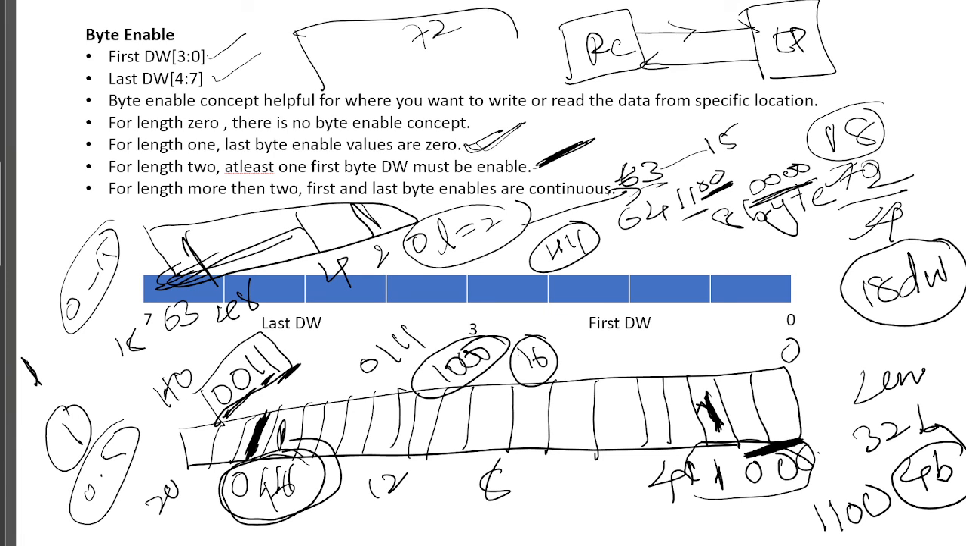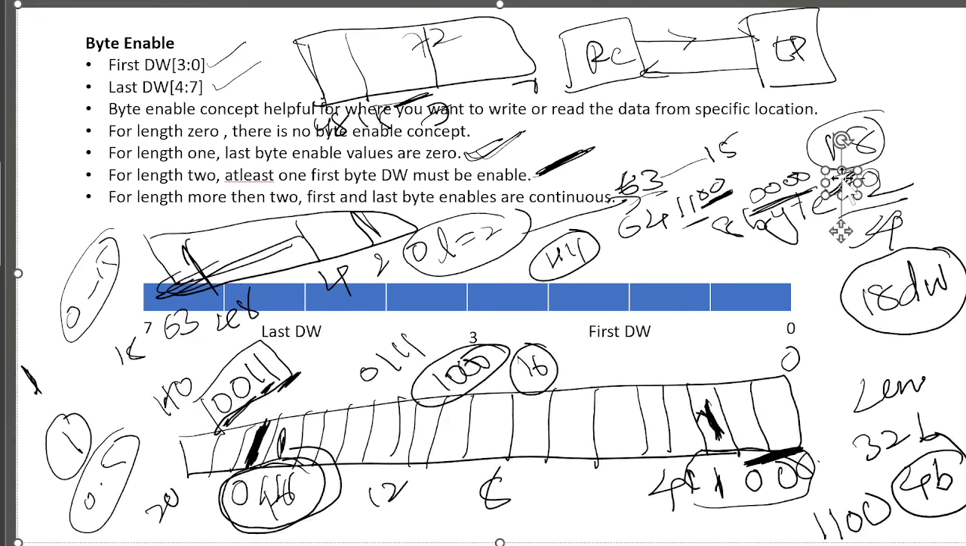You should not choose like, I want to write the data from 0 to 7 and I want to write the data from 15 to 48. You cannot choose like that. So in the middle you should not give non-continuous. If you give non-continuous, the byte enable concept will not be helpful. So it should be continuous, then only it will be very clear from which location to which location you want to read or write the data using the byte enable concept. These conditions apply only for length more than 2.